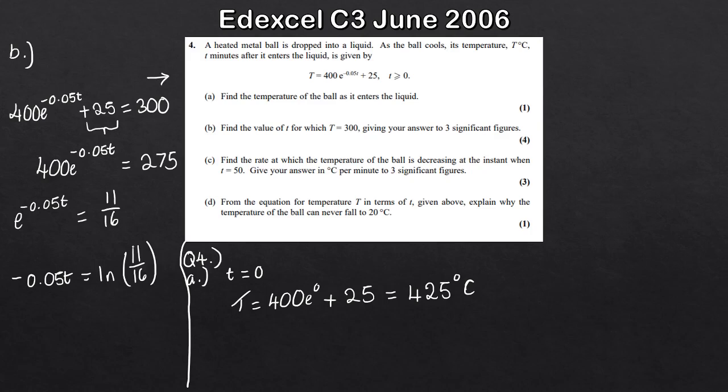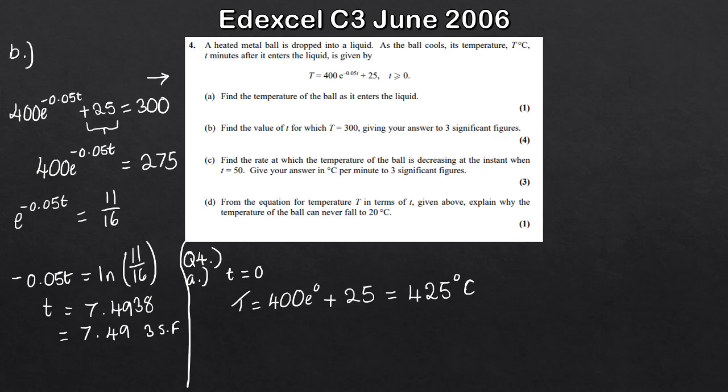I'm going to divide now by this minus 0.05 because we just want t. So if I do ln of 11 over 16 divided by minus 0.05, what I get here is 7.4938 there. Okay, but we want it to three significant figures, so if we just do that correctly, so we don't lose the mark, that will be 7.49 to three significant figures. Okay, so that's part B there.